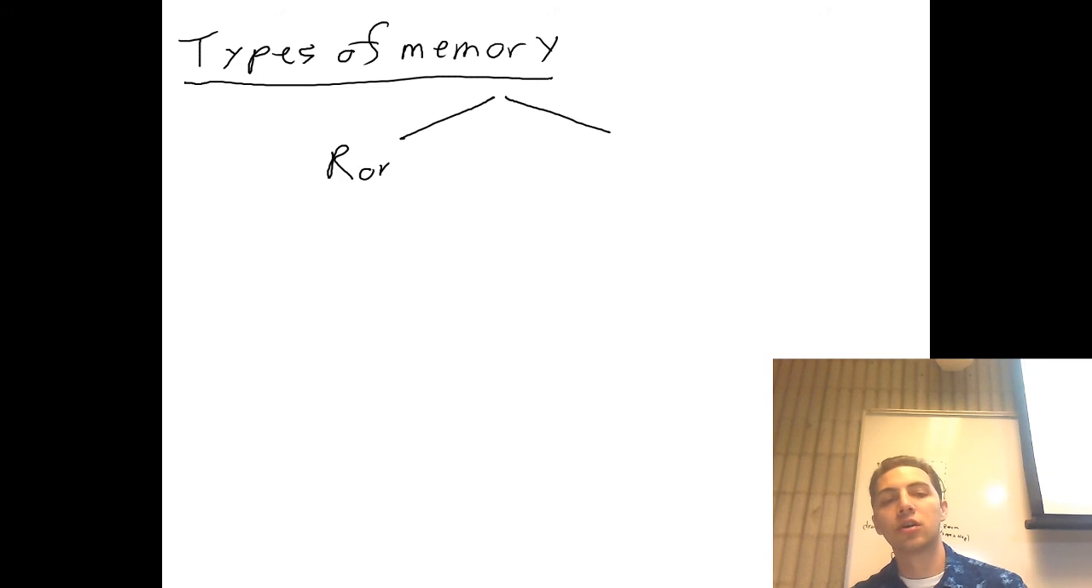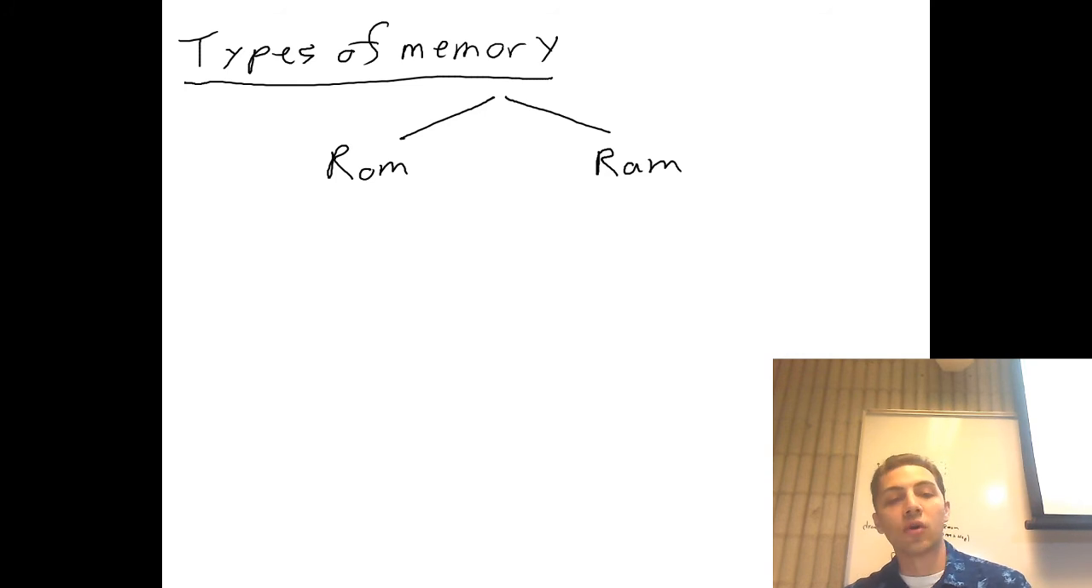Types of memory. Because aside from the fact that they store bits, there are lots of different types of memory that have nothing to do with each other. And we basically are going to split this up into two types of memory. One is called ROM. The other is called RAM.